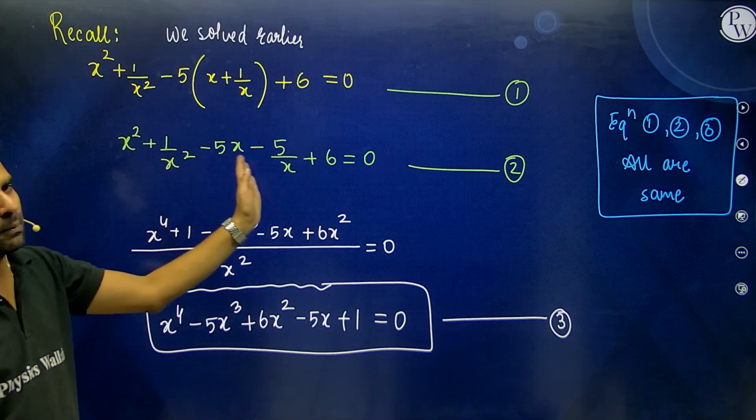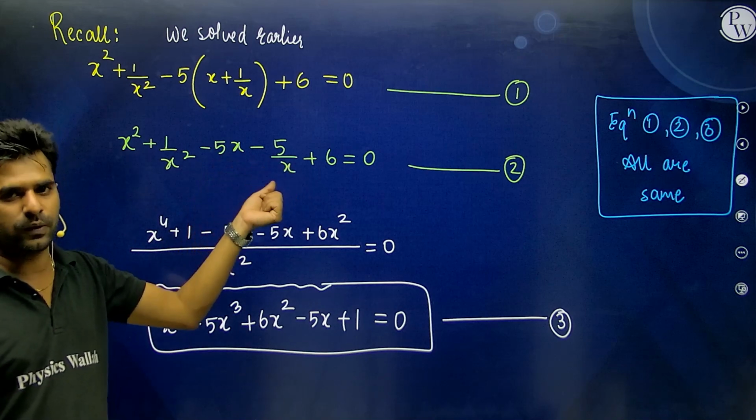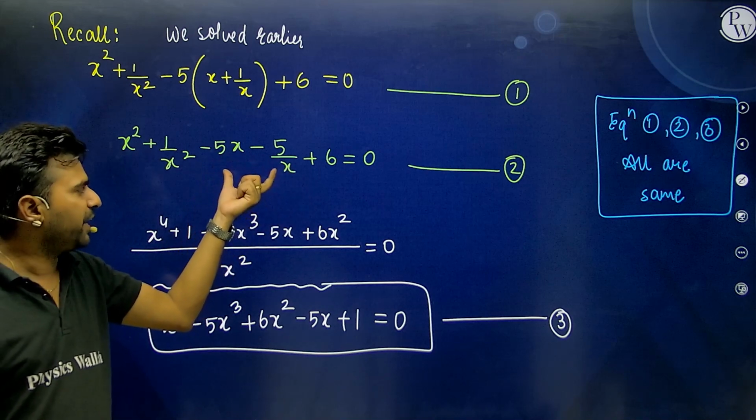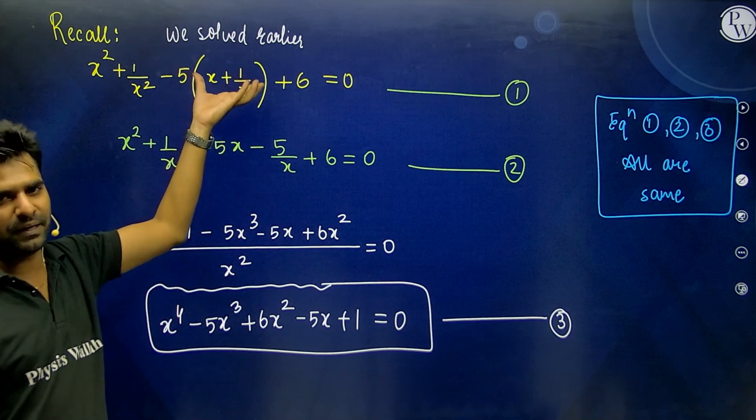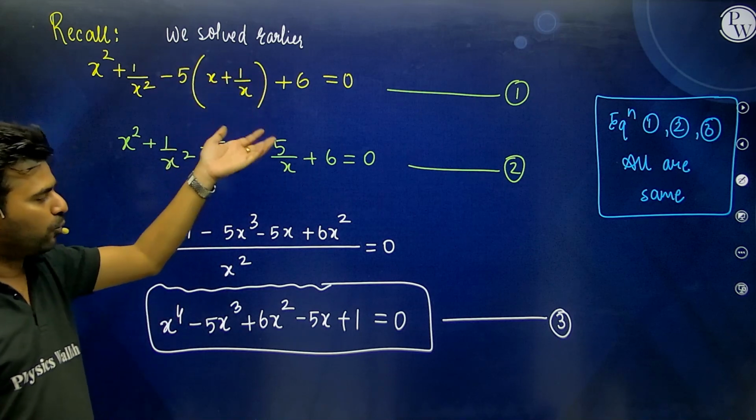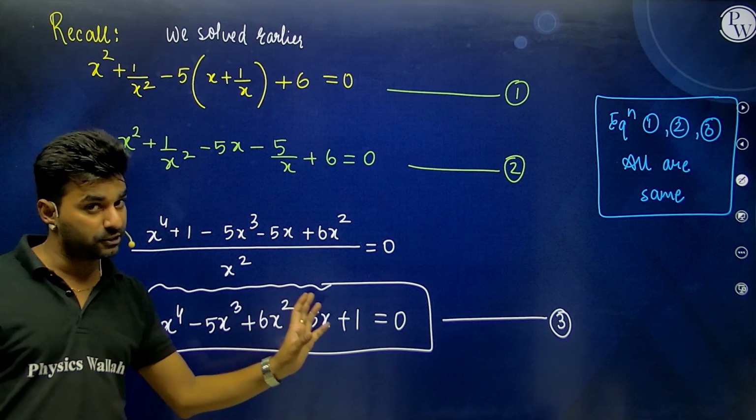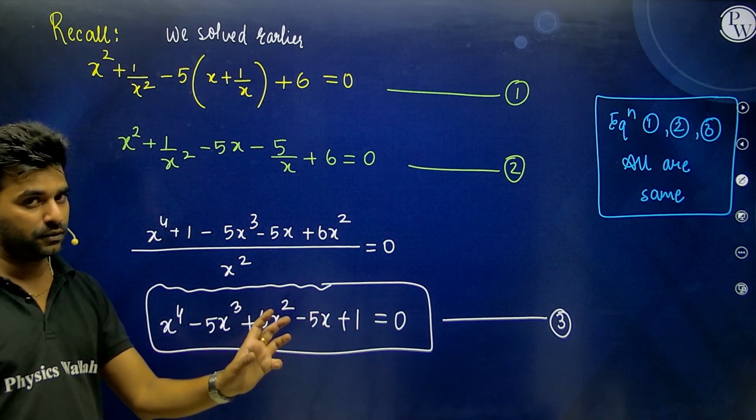Okay, if I give you a problem like this, then from the x term and the 1 by x term, you're going to take the common thing. So minus 5 is common. The problem will simply become like this, and you know how to solve this problem. Moving ahead, if a problem is given to you like this, it's very important.